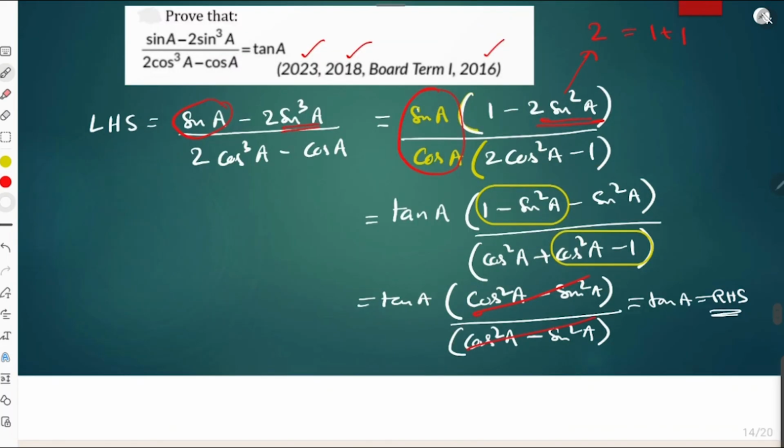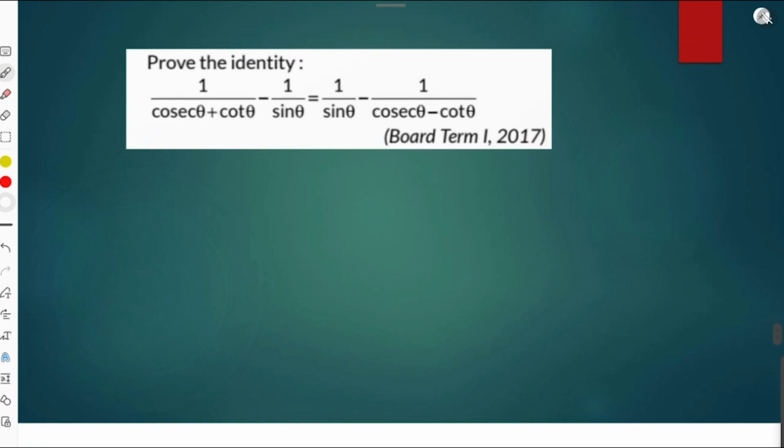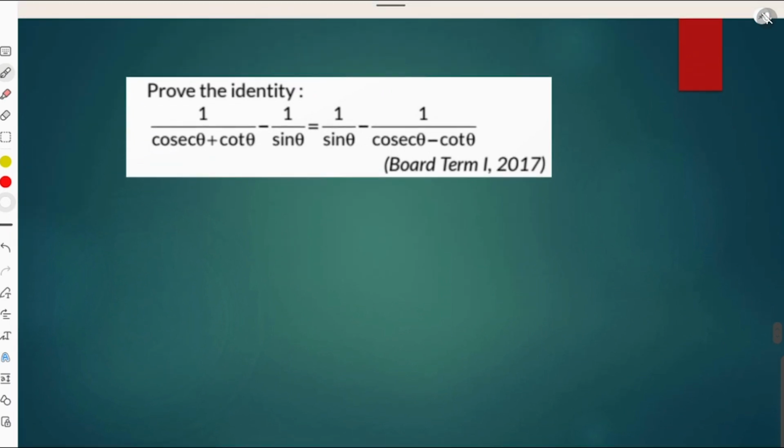One more question. It's given in 2020. And here we need to prove that, let us take LHS. If anybody wants to try, pause the video, try the question, then look into the solution.